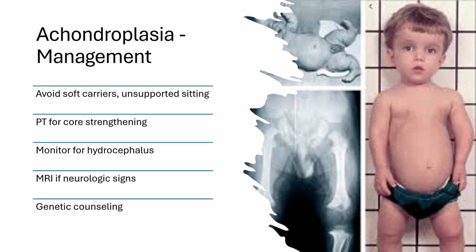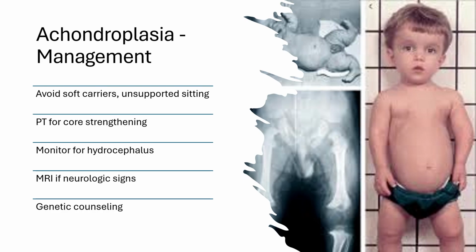vulnerable upper cervical spine. Physical therapy for core strengthening becomes essential because the hypotonia affects the muscles needed for postural control and motor development. Think of this intervention as providing the baby with enhanced muscular support to compensate for the neurological challenges while working within the constraints of their altered body proportions.